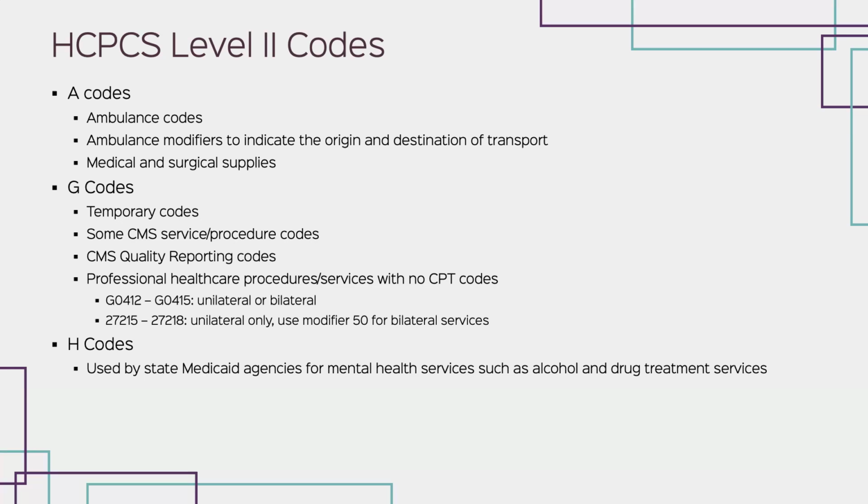You do have some codes that are going to be very similar between the CPT and HCPCS code sets. So let's take a look at G0412 through G0415. These indicate services that are unilateral or bilateral, so it could be either or. But if you look at the CPT codes for 27215 through 27218, they are unilateral codes only. So we would be able to use a modifier to indicate that the service was done bilaterally.